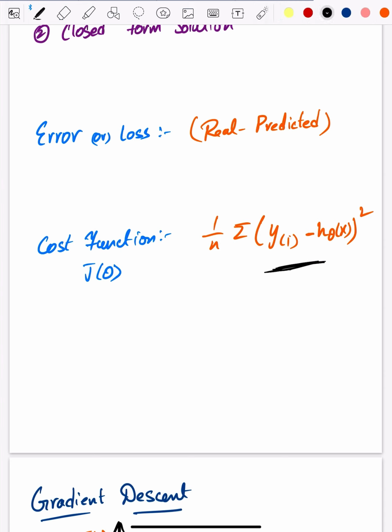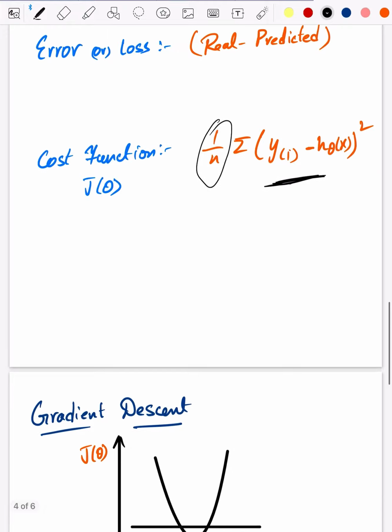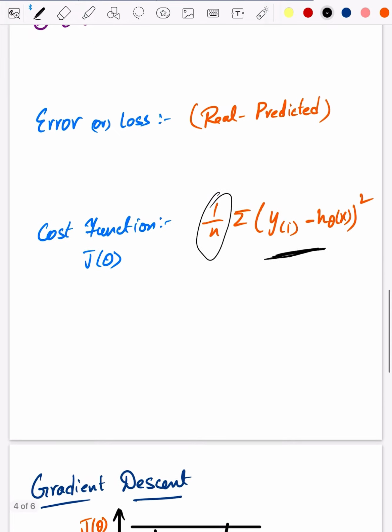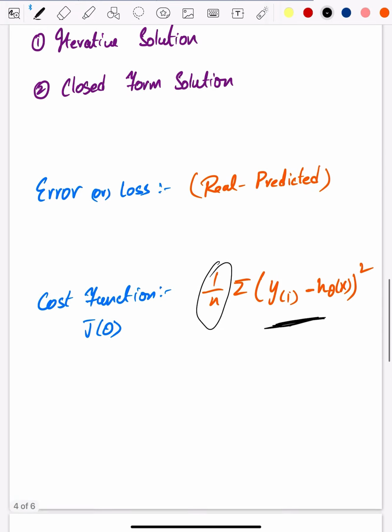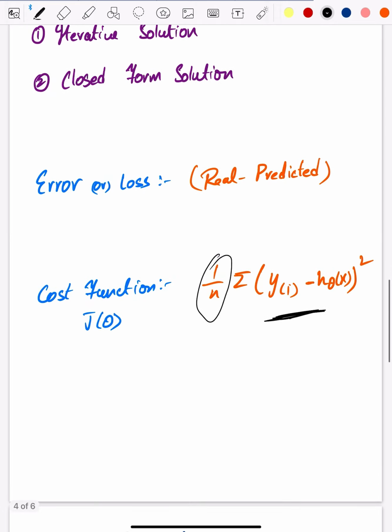Okay. So why did you use 1 by n? So what happens is there will be some differentiation. So at the time of differentiation, basically what you're trying to do is take the mean of all this. So next, how are things going to be in the iterative solution?